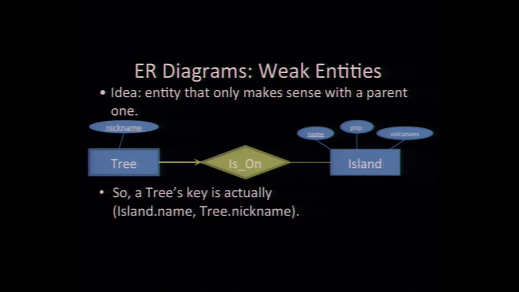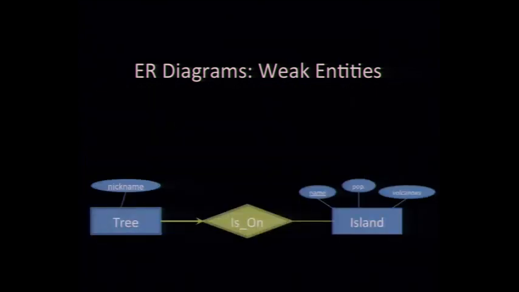So a little bit more precisely, what that means is that the key for a given tree is the combination of the island's name and the tree's nickname. Those two together, right? So which one is the weak one, the tree or the island? The tree, that's right.